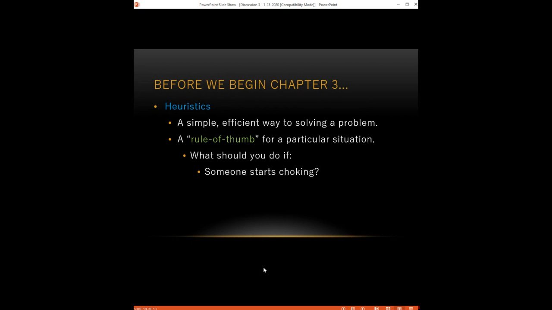I want to introduce something called a heuristic. What we're going to learn, and what I'm going to argue, is that your nervous system is made up of these things. A heuristic, to define it, is a simple and efficient way of solving a problem. A more colloquial, layman's term is a rule of thumb for a particular situation. It's what you would typically do in a given situation.